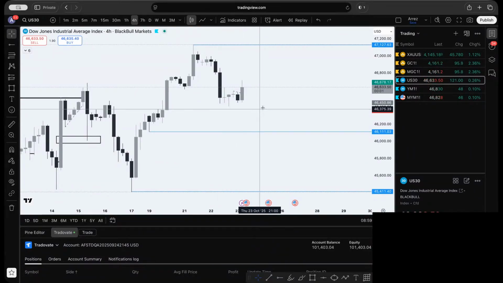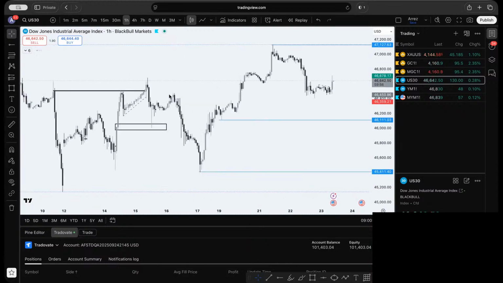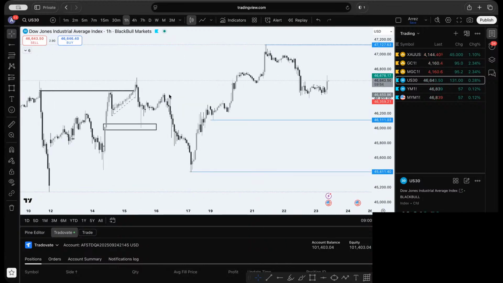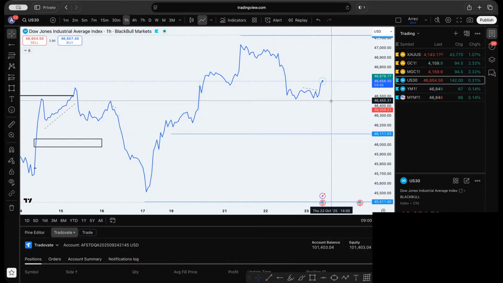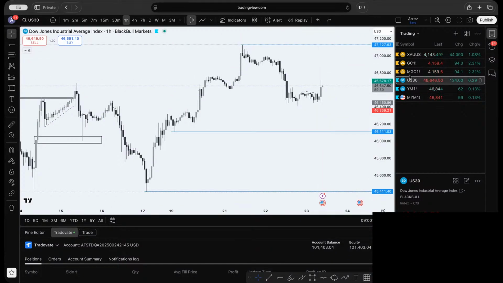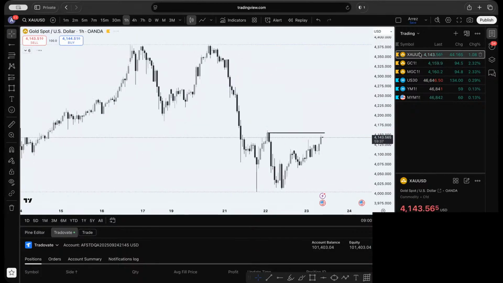And what I see is a nice bullish move. I'm seeing price actually took out this area right here. However, I am seeing price has the potential to fall down lower as well. So let's see what US30 is able to give us today.